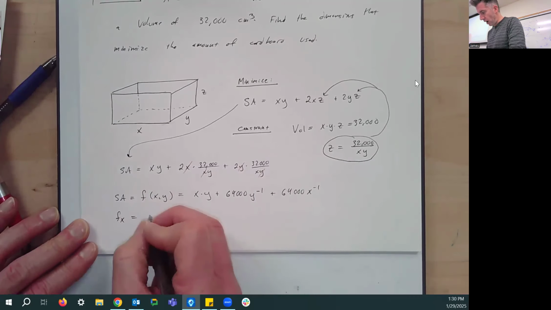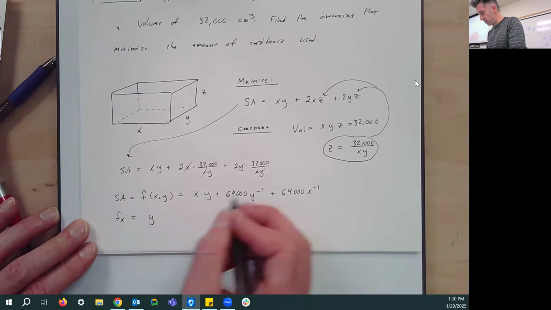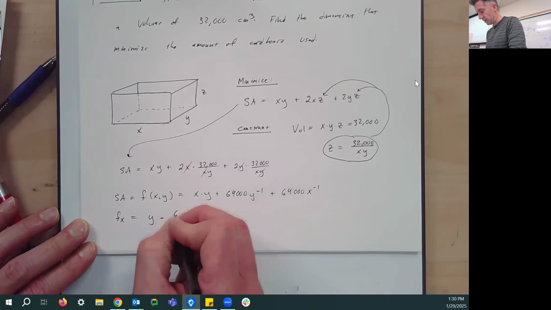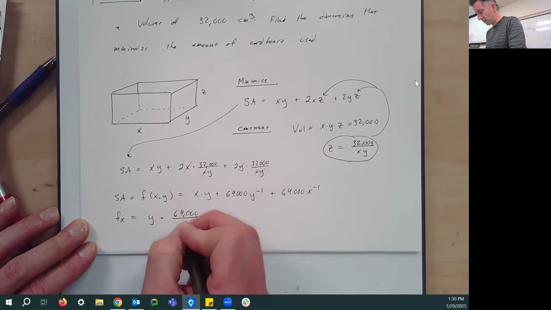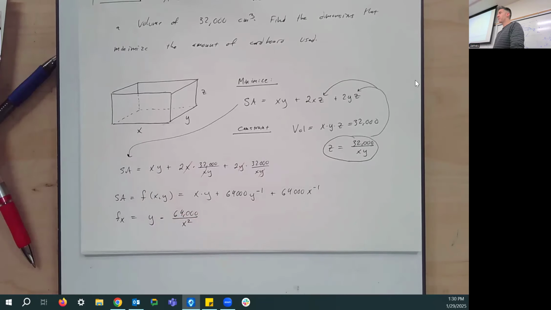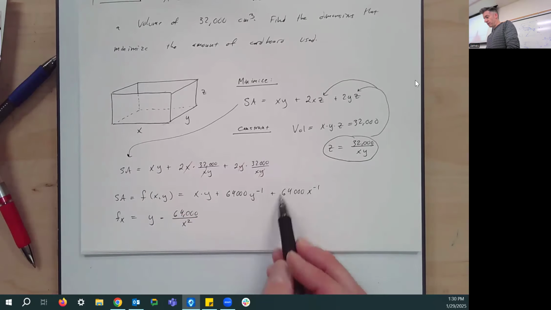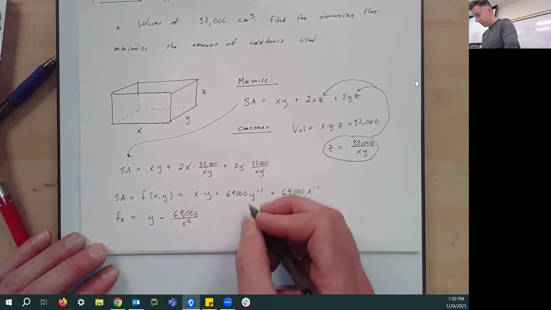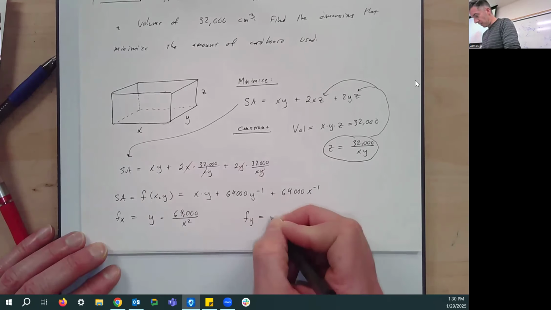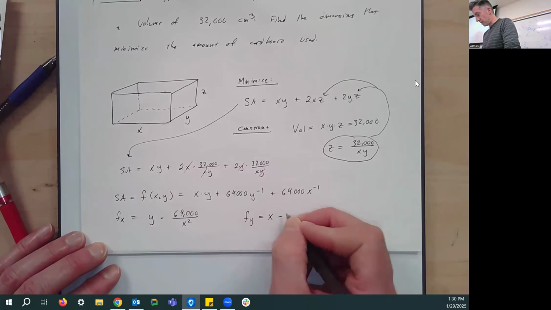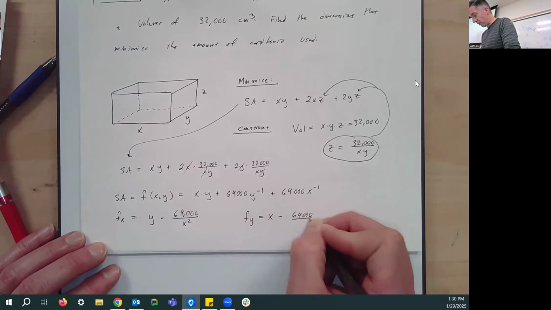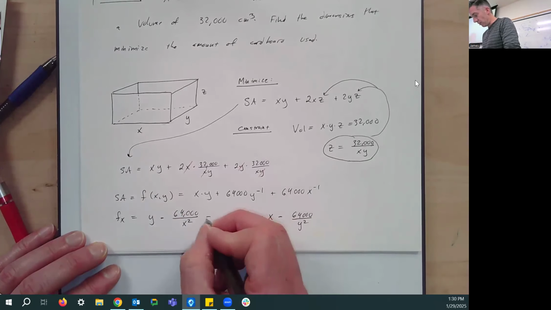Fx is going to be Y plus 0 plus negative 1 times 64,000 times X to the negative 2, or minus 64,000 divided by X squared. Right? The root of this is 64,000 times negative X to the negative second, and just brought that X to the negative second down to the bottom as X to the positive second. And almost exactly the same, our Fy is going to be X minus 64,000 times Y to the negative second, or 64,000 divided by Y squared. I'm going to set both of those equal to 0.